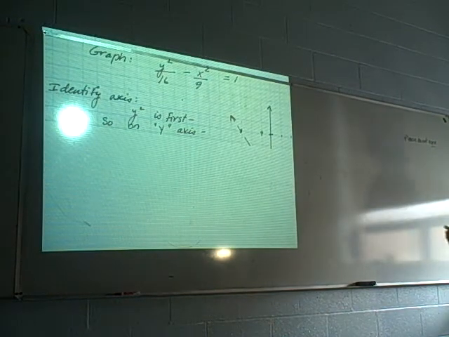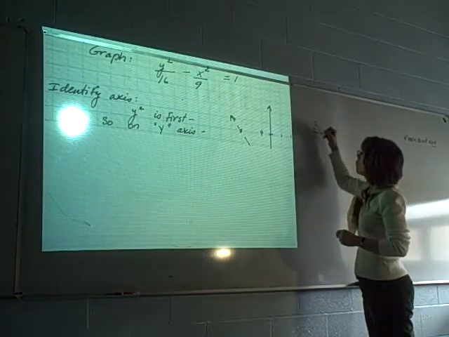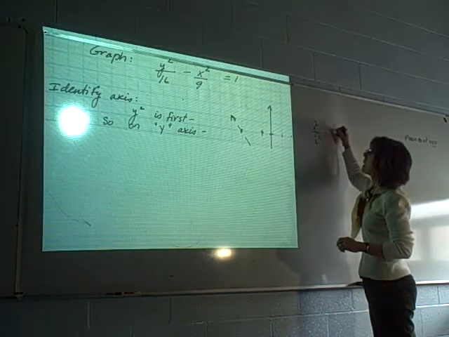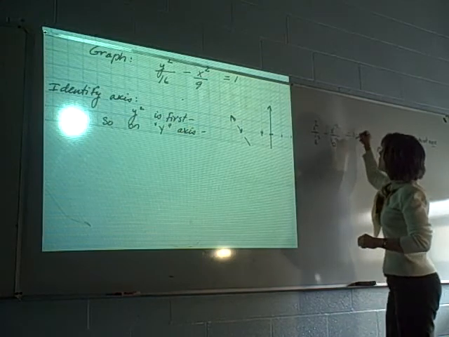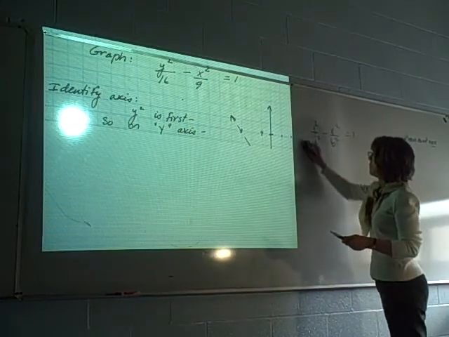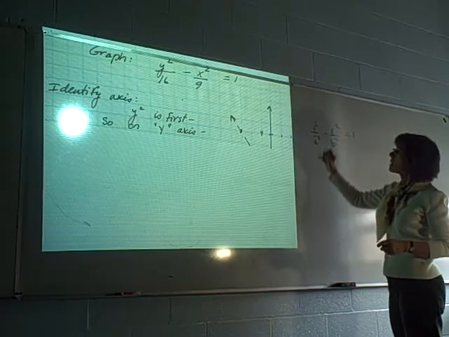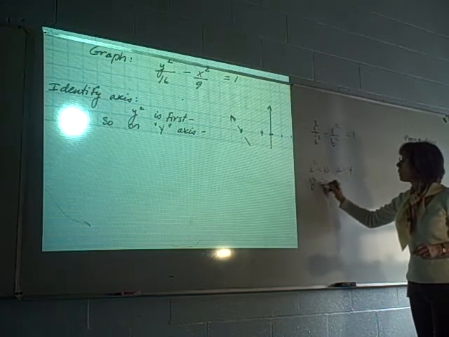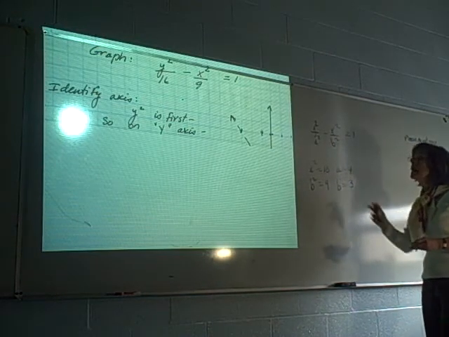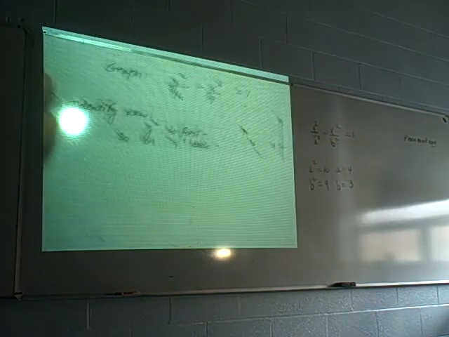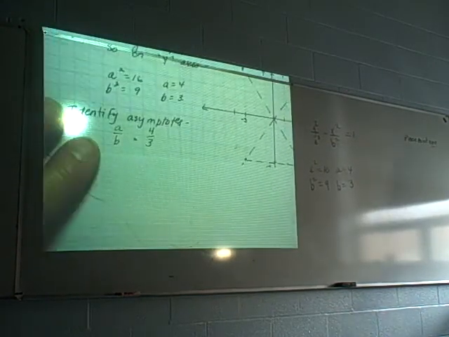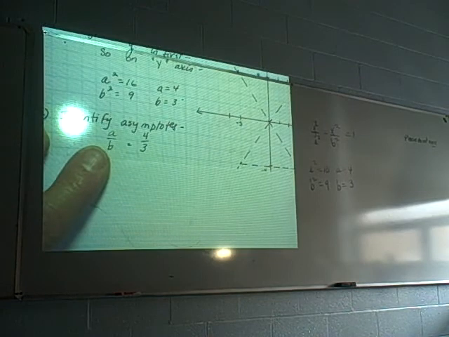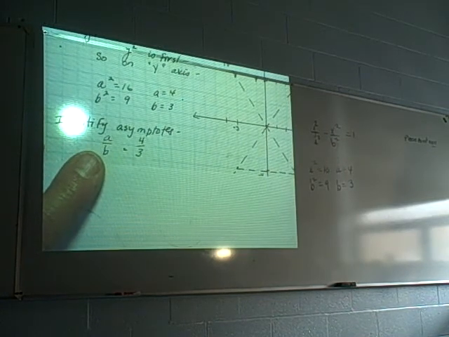So what is my formula going to be? y squared over a squared minus x squared over b squared equals 1. So a squared is 16, so a is 4, and b squared equals 9, so b is 3. In this case, I am going to use a over b. My axis is different, so it's a over b when it's on the y-axis.